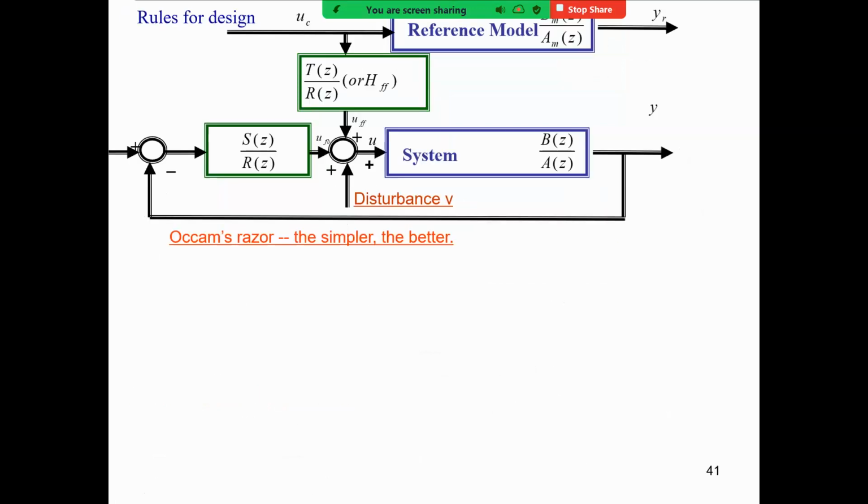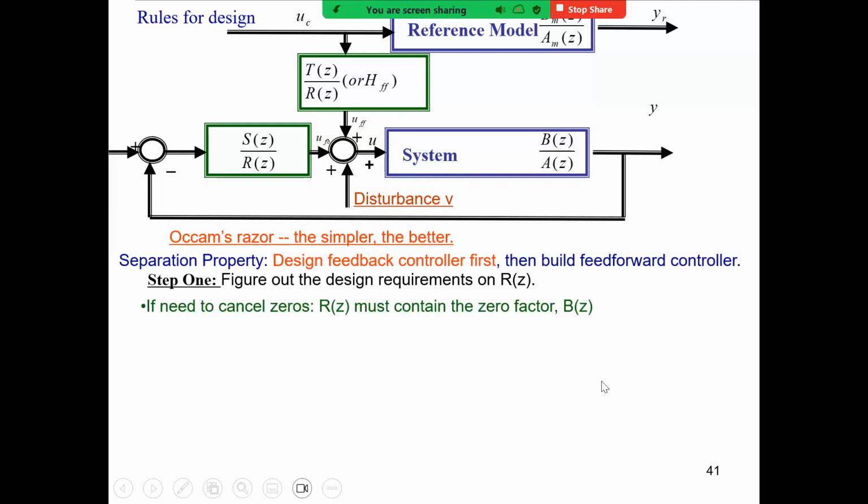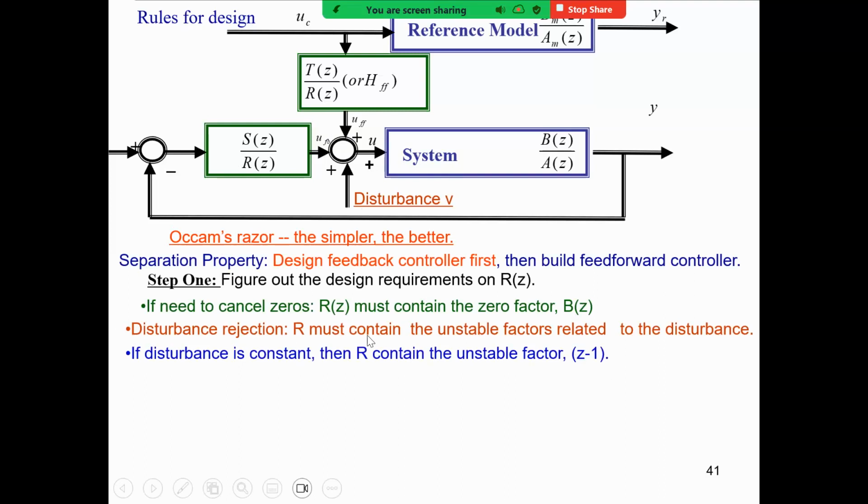But for that one, we also make sure that it still requires the stable inverse condition, right? Such that you can match the reference model completely. Okay, then for the outcome of the whole design, you first design your S and R, and then you design your feedforward. Step one, you figure out the design requirements on R, right? If you need to cancel out the zeros, then R must contain the zero factor. And if you want to reject a disturbance, it requires that R contain the unstable factors related to the disturbance. If the disturbance is constant, the simplest case, then R contains the unstable factor Z minus one.